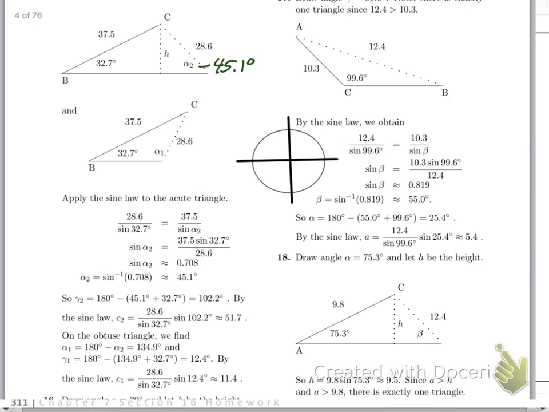And what did you come up with for that one? 134. What was that? 45.24. So 134.7. Okay. So they had 134.9. I think they had it right there. So it really doesn't matter. We'll just put 134.9. Okay, if you did it 100% correct. Now to find angle C, we just do 180 minus that, right? And that will give you my angle C.